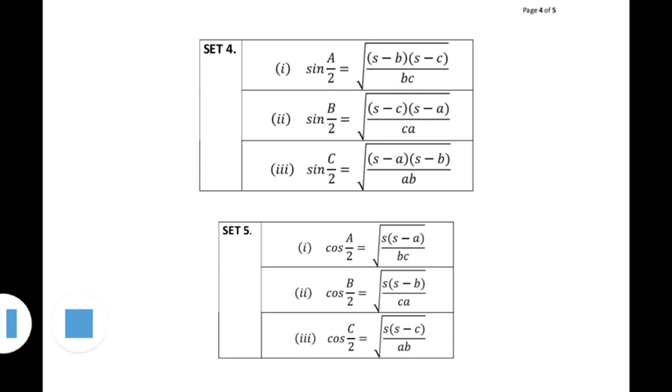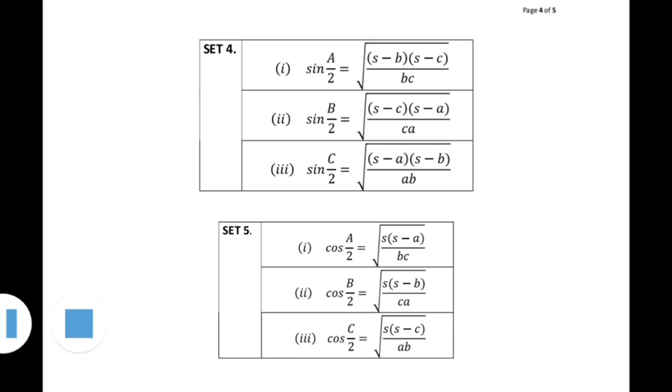Set 5. Cos of angle A by 2 equals to inside square root s into s minus a whole divided by bc. Cos of angle B by 2 equals to inside square root s into s minus b whole divided by ca. Cos of angle C by 2 equals to inside square root s into s minus c whole divided by ab.